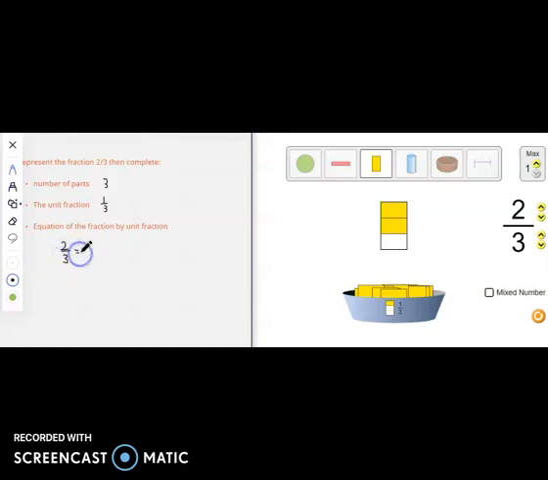2/3 equals, how many fractions will I put here? Yes, 2. 1 plus 2. Okay. The denominator doesn't change. And the numerator is composed into 2 ones. This is the equation.